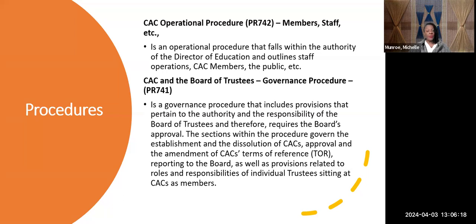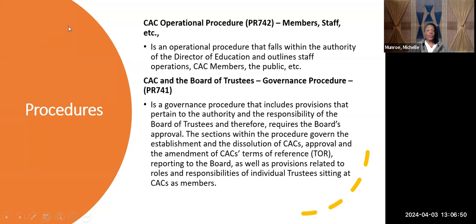So the governance procedure includes provisions that pertain to the authority and responsibility of the board and trustees and requires the board's approval. Within CACs, CACs are committees of the Board of Trustees. They're responsible for the establishment, dissolution, approval of terms of reference, as well as provisions related to roles and responsibilities of individual trustees sitting on CACs.